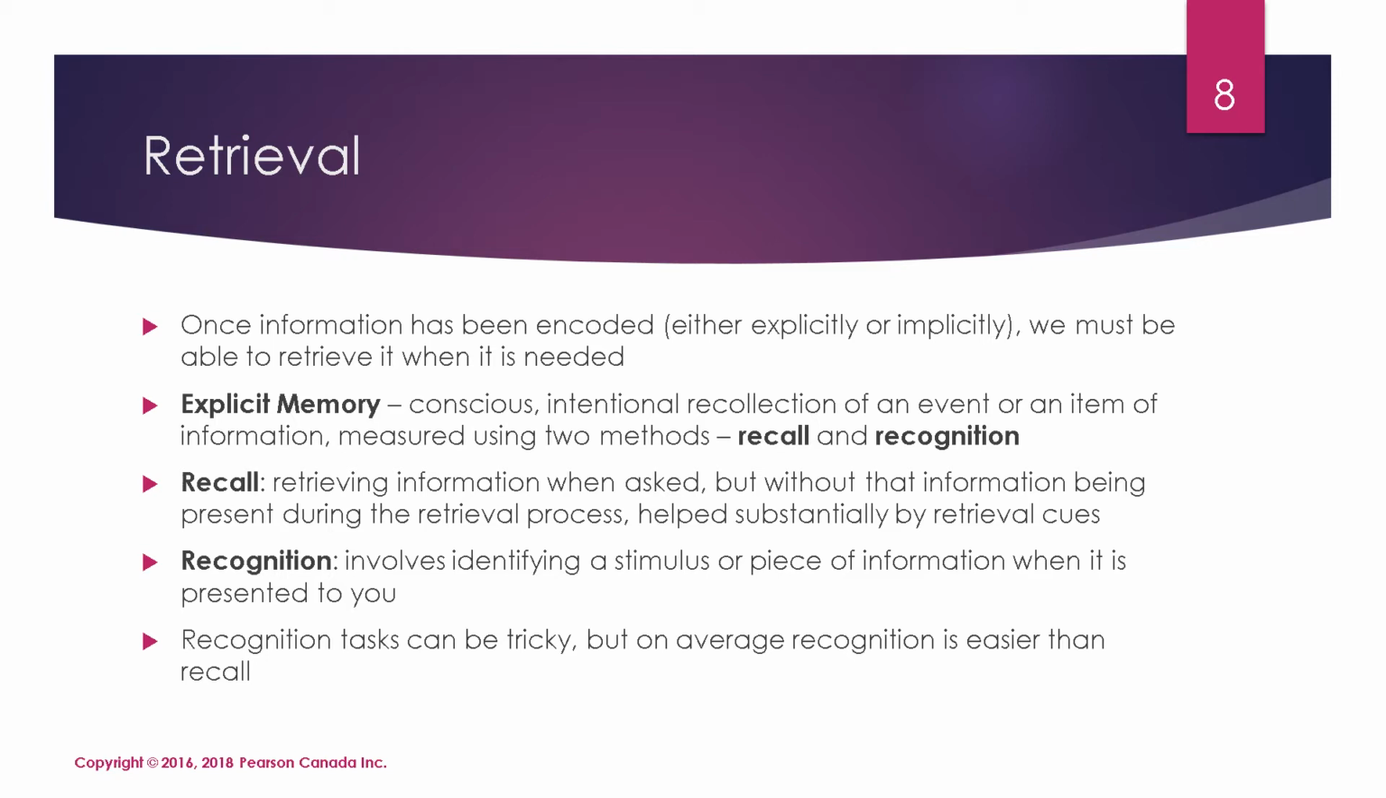So if you're trying to actively remember something you read, for example, if you are completing our tests, you are using your explicit memory because you're trying to consciously recall information that you've learned. Recall refers to retrieving information when asked, but without that information being present during the retrieval process. It can be helped, however, substantially by retrieval cues.